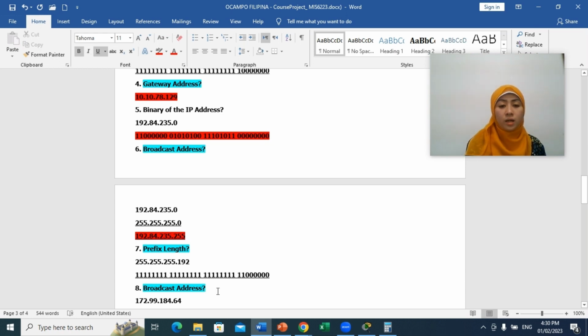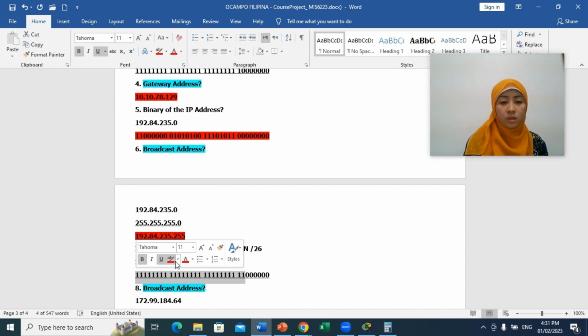Now we will count the ones here. So 8 plus 8 plus 8, 24 plus 2 is 26. So our slash notation is 26. We count it because of this one. So this is all the ones. This is our guide to get the slash notation. We will just count this.